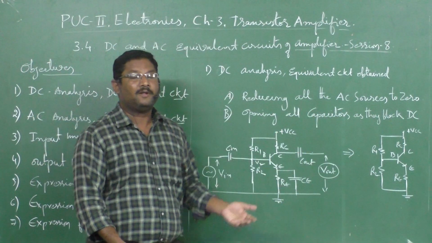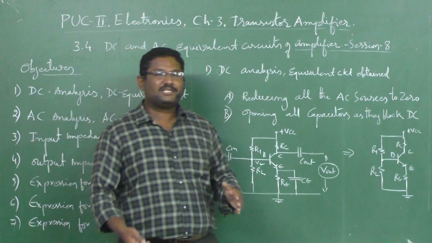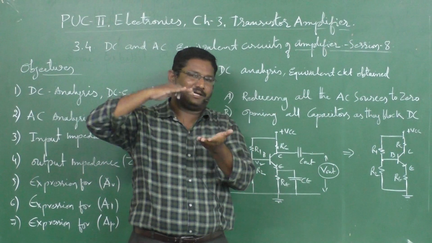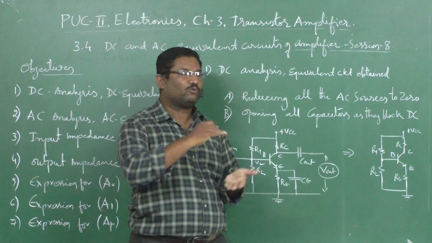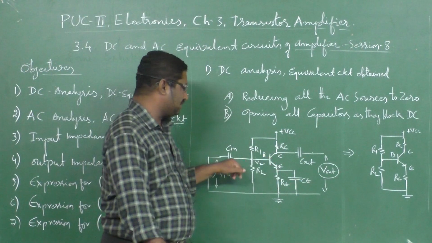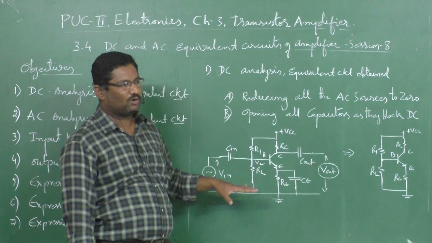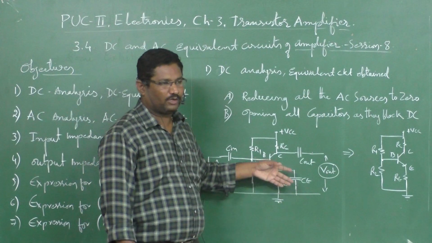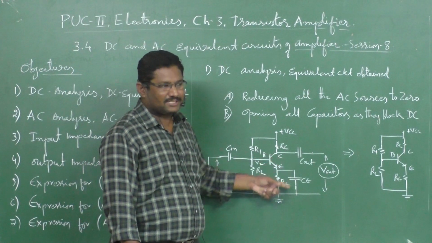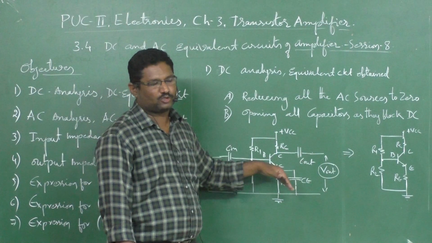And what about this CE? This CE is used to maintain the transistor at a particular voltage level, so that voltage level will be maintained. So these 3 capacitors play a very important role, and this will be AC. This will be open for DC, and this will bypass, that is short circuit, for AC signals.